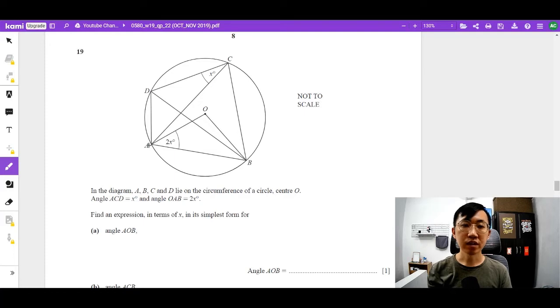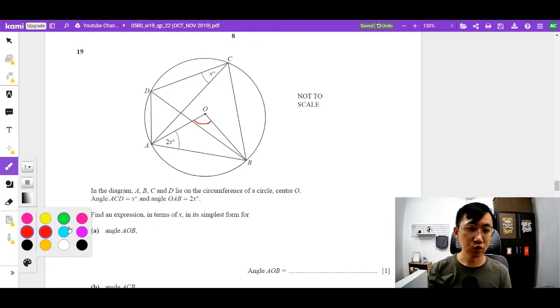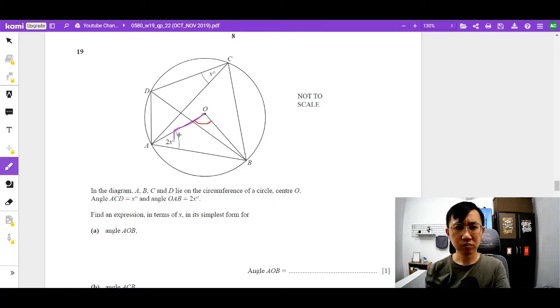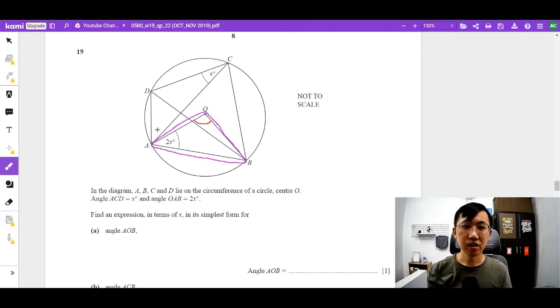Let's find AOB. That means they want you to find an expression for this angle right here. Alright, so which one to focus? I want you to focus on triangle OAB. Focus on this triangle only. Okay, see nothing else.